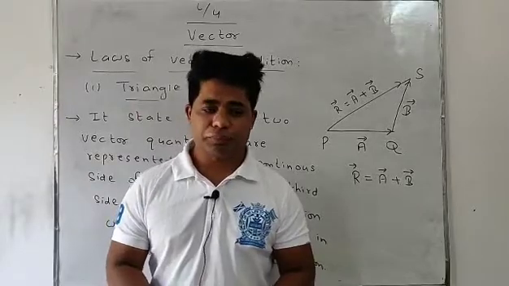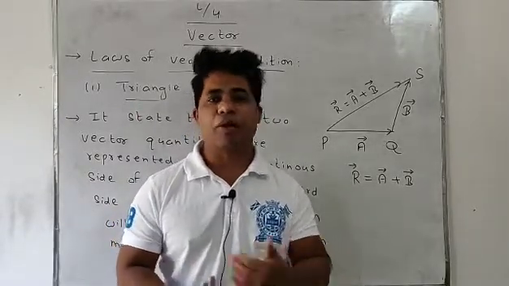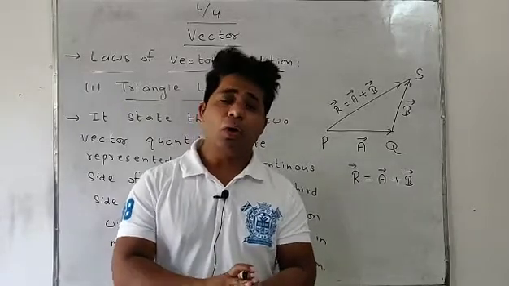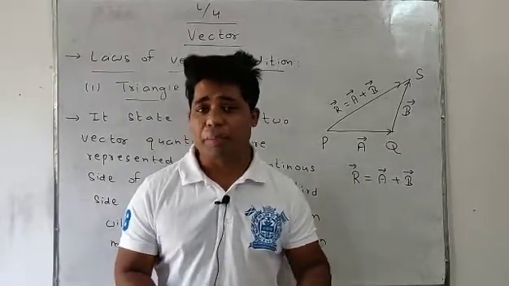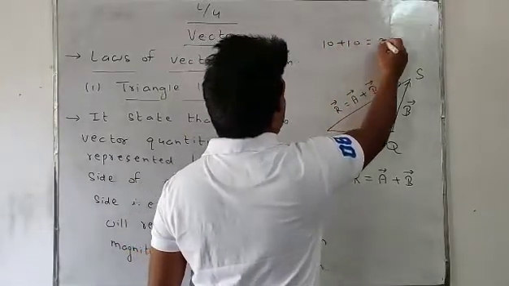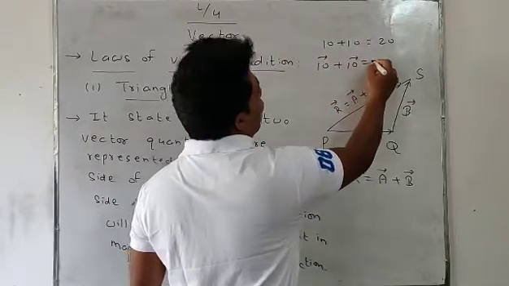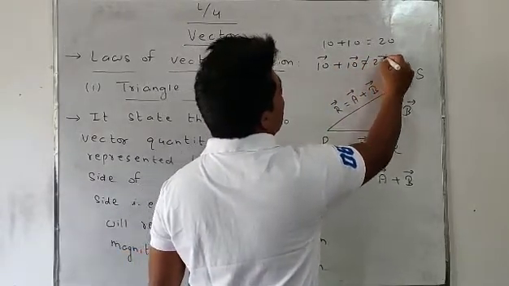Today in this chapter, vector, we are going to discuss one of the most important topics, addition of vectors. We cannot add vector quantities like simple algebraic functions. Everyone knows that 10 plus 10 is 20, but vector 10 plus vector 10 we cannot write as vector 20.